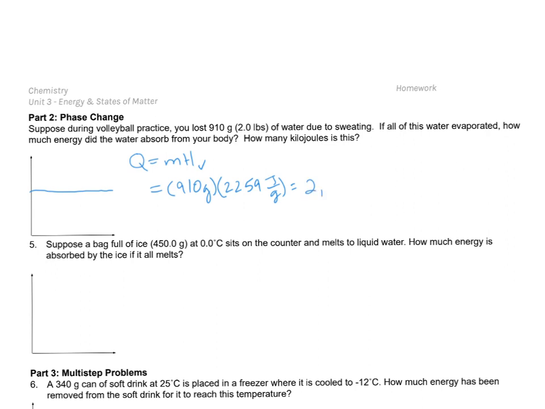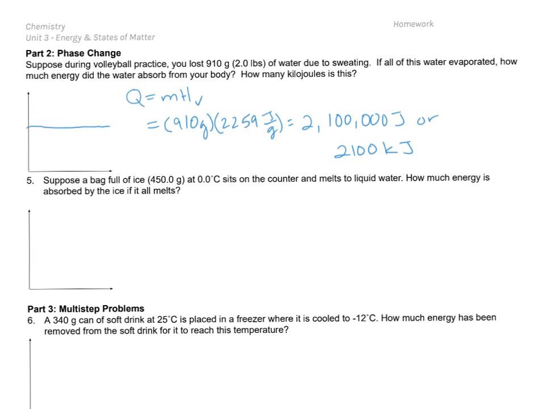So we end up with a pretty big number that is 2,100,000 joules, or we can divide by 1,000 to do our kilojoules. That would be 2,100 kilojoules of energy, which is a lot. It takes a lot of energy to boil something.